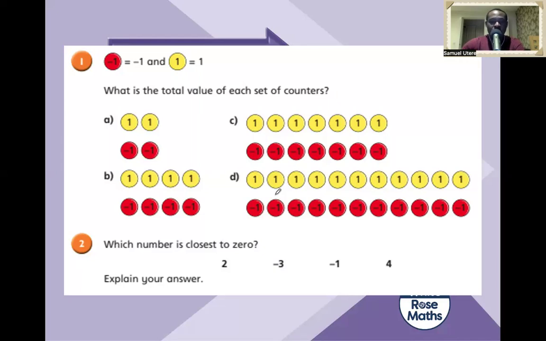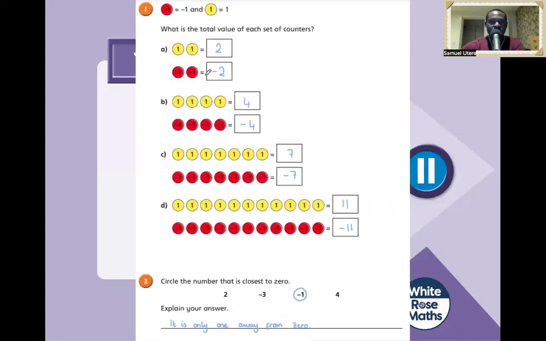Assuming you've paused the video and you've answered the questions, here are the answers. Mark your work and celebrate your success. So here we've been told to use red as negative 1 and yellow as positive 1. And here are the answers. So this is to help you recall and really understand the concept of negative numbers.